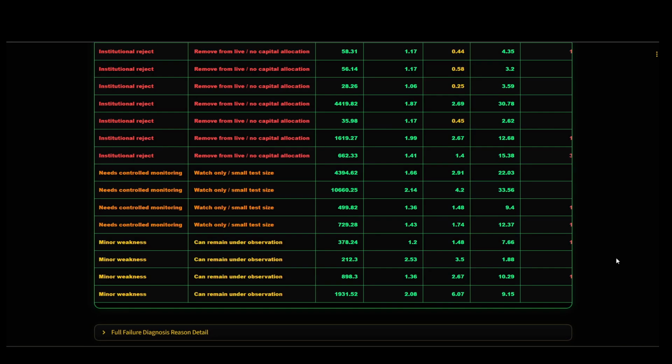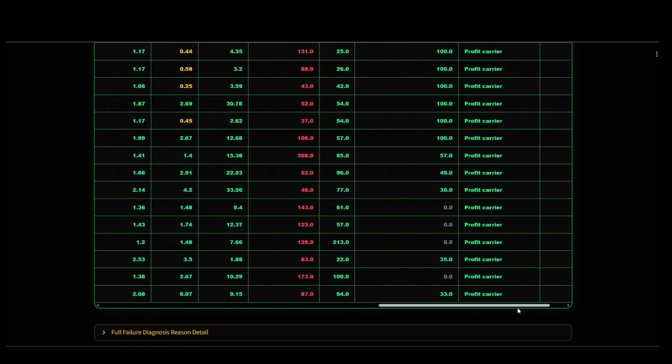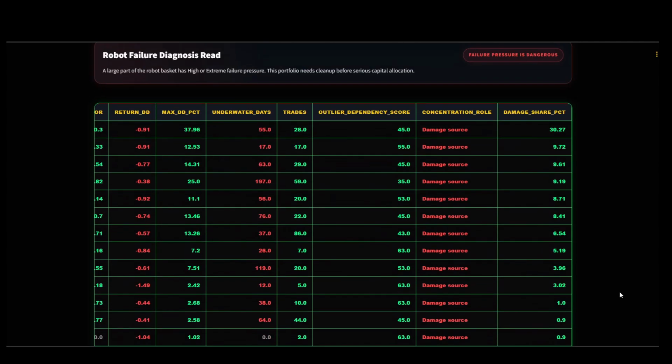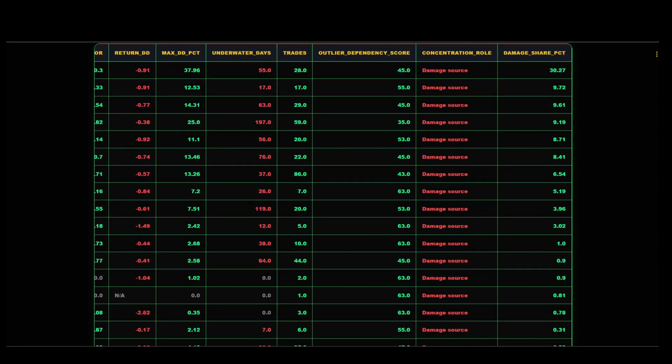And as the workflow continues deeper into the table, another important structural separation begins to appear. Not every weak robot is dangerous for the same reason. Some robots become classified as pure damage sources. These are systems contributing negative expectancy, negative return to drawdown structure, high underwater pressure, or direct portfolio instability.